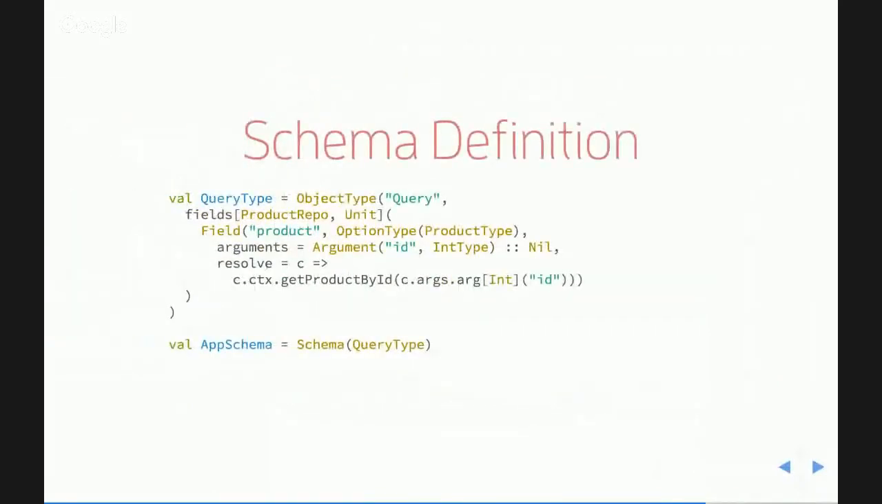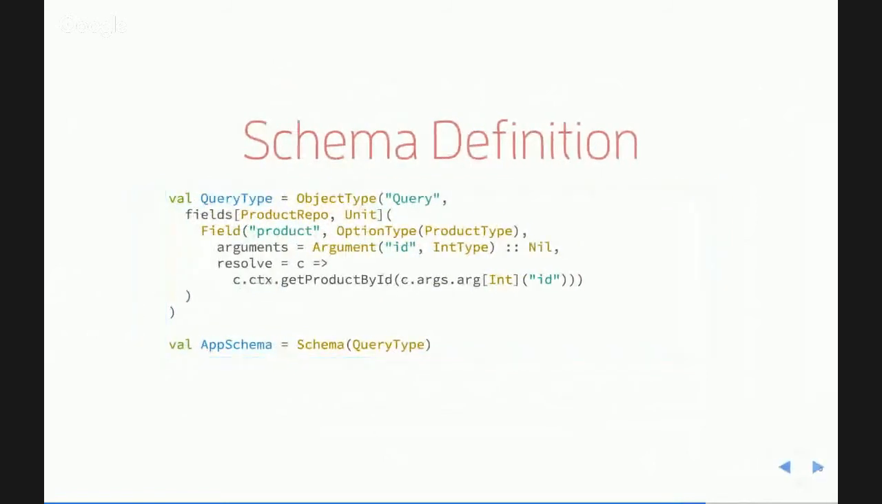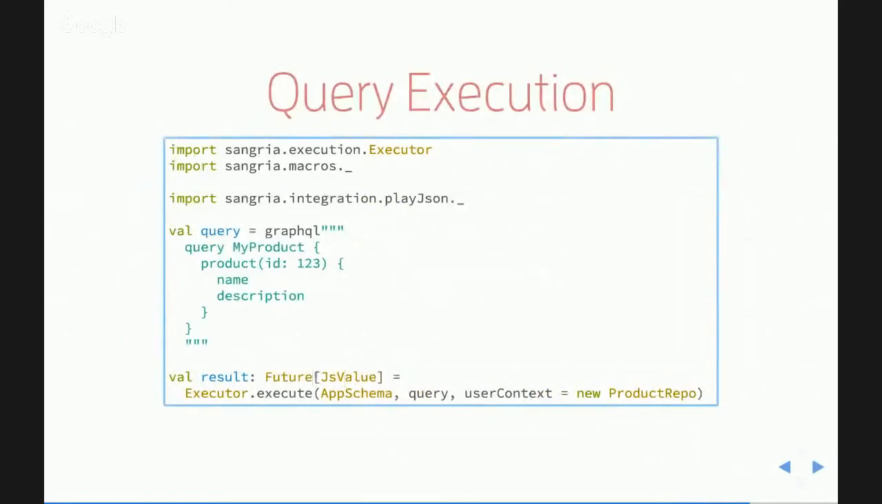Which I showed you before here. And as you can see here, what we get back as a response is a JS value. And this is a Play JSON AST implementation. It works because I imported a Play integration.